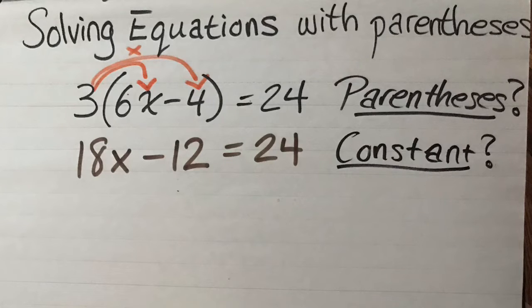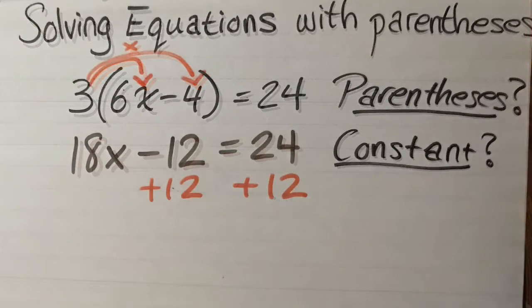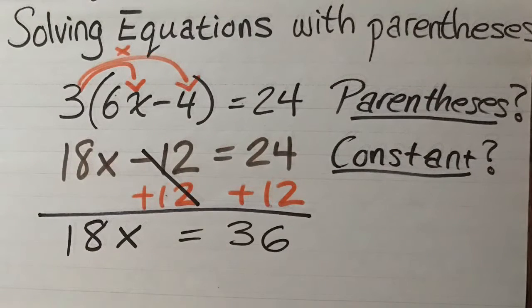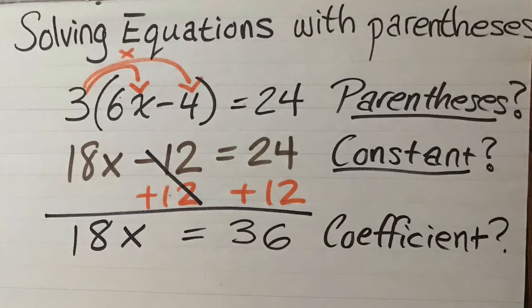Does it have a constant? Yes, it does. Negative 12 is the constant. In order to eliminate it, we use its inverse. Add 12 both sides. Those negative 12 and positive 12 cancel, and you wind up with 18x, and 24 plus 12 equals 36. From here, you're going to look for a coefficient.